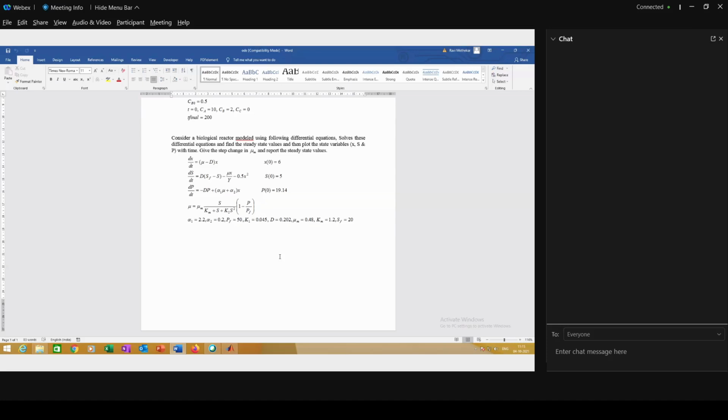Then the question is, we can first find out the steady state values and then plot the state variables, that is x, s, and p, with time. And then we will give a step change in mu m and report the steady state value. And then with the same system, we might go and implement a controller.